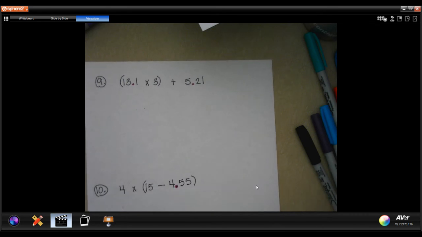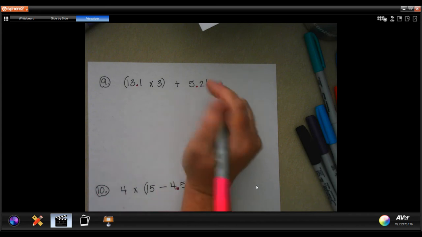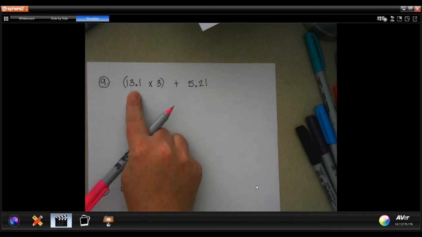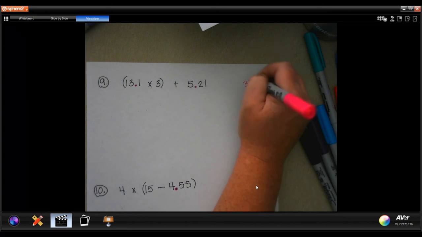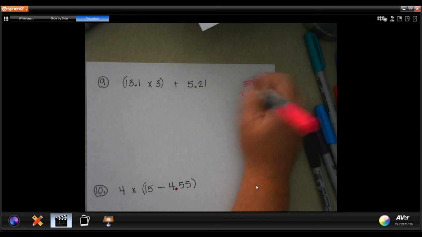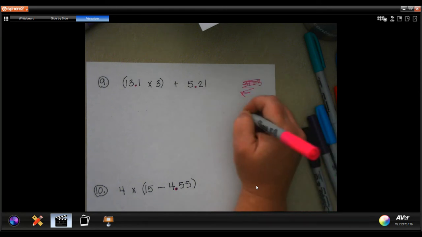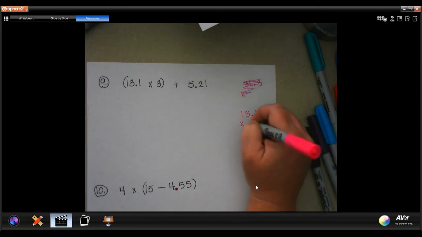Now, I'm going to have to do my parentheses first. I don't know what 13.1 times 3 is, so I'm going to go over here on the side and do that math. Sometimes you just gotta. Oops, that one's times 1. Well, I'm going to cross that out and go 13.1 times 3. That's better.